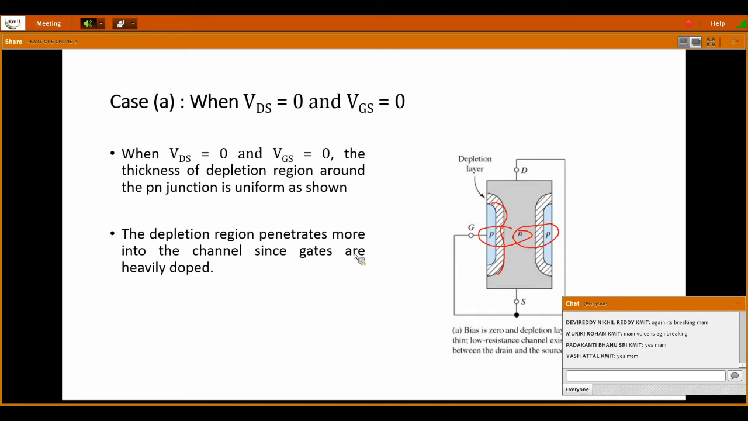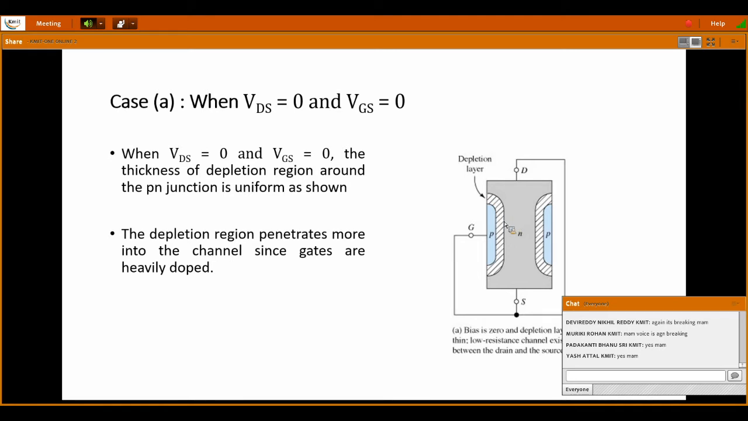So the same, you can read the points here. When VDS is 0 and VGS is 0, the thickness of the depletion layer around the PN junctions is uniform as shown, and the depletion region penetrates more into the channel since gates are heavily doped. Now you should get a question, you should get a doubt here. Why is the depletion layer shown towards the N-type bar?